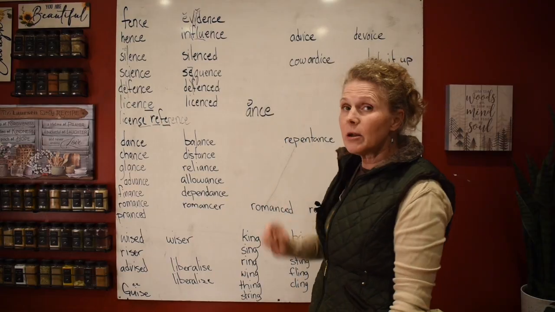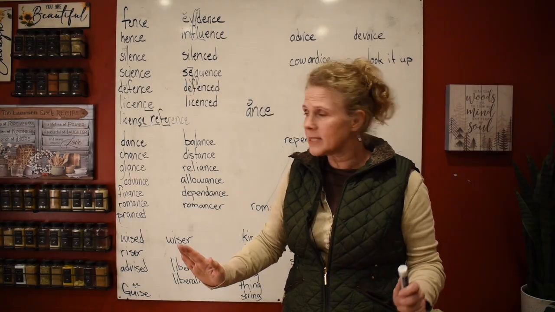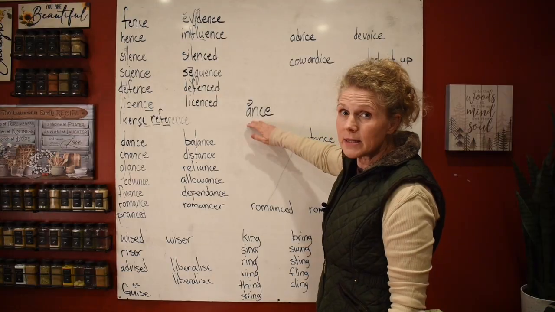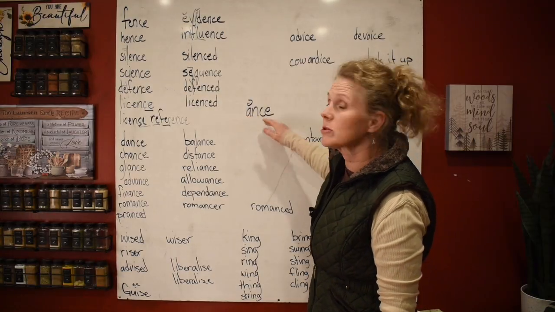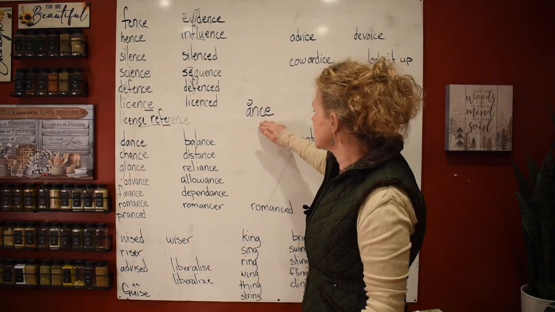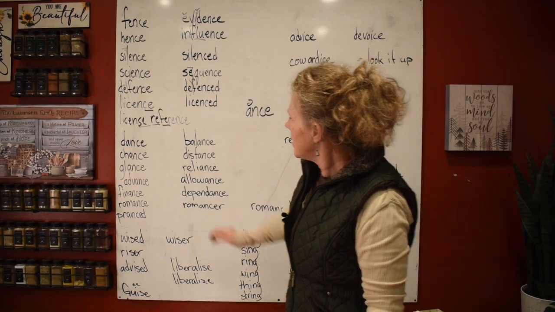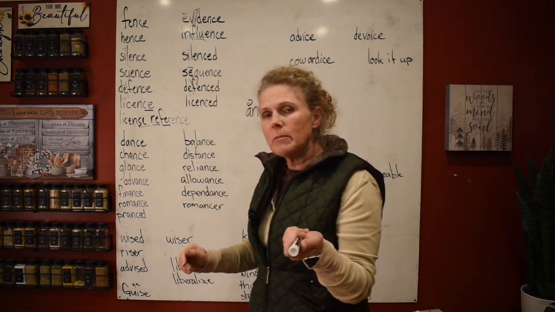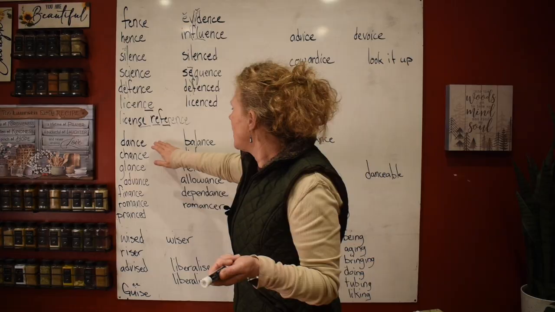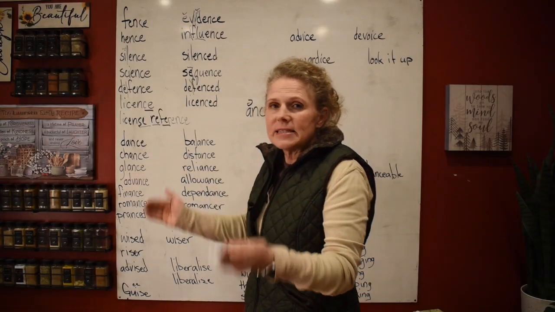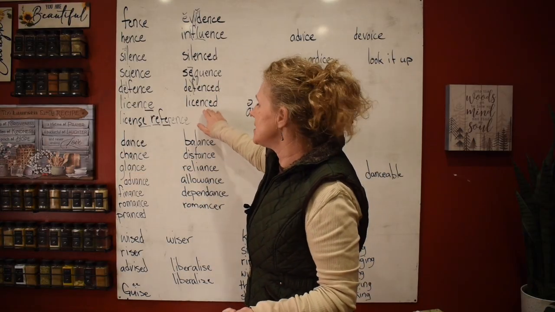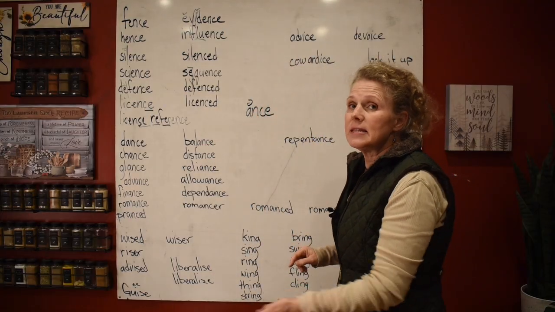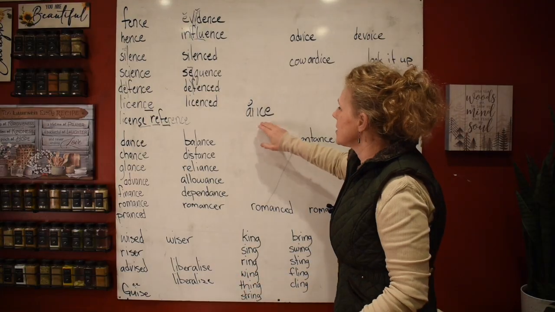This is ence in a multi-syllable word. You're not going to see that in one-syllable words. Where are we going to see that? In multi-syllable words when it is not accented. Okay? Now, dance. Ance. And you need to remember that it's just A-N-C-E, just like this one's E-N-C-E, A-N-C-E, A-N-C-E. This needs to be memorized.